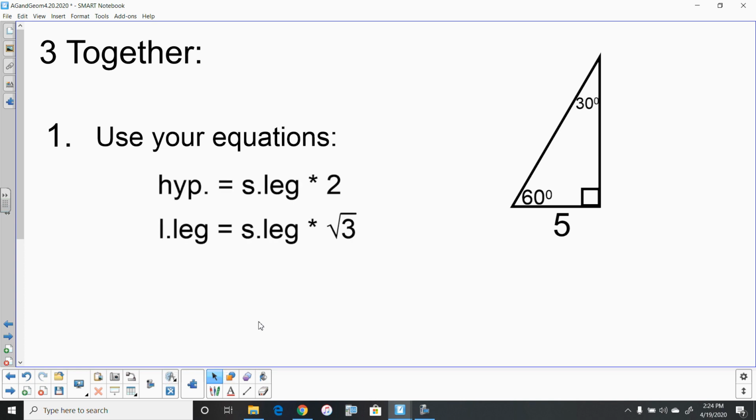Short leg times 2 to get the hypotenuse. You should just be thrilled if you have a 30-60-90 problem and it gives you the short leg. Multiply it by 2 to get the hypotenuse. Multiply it by root 3 to get the long leg. And boom, you're done without barely lifting a finger.